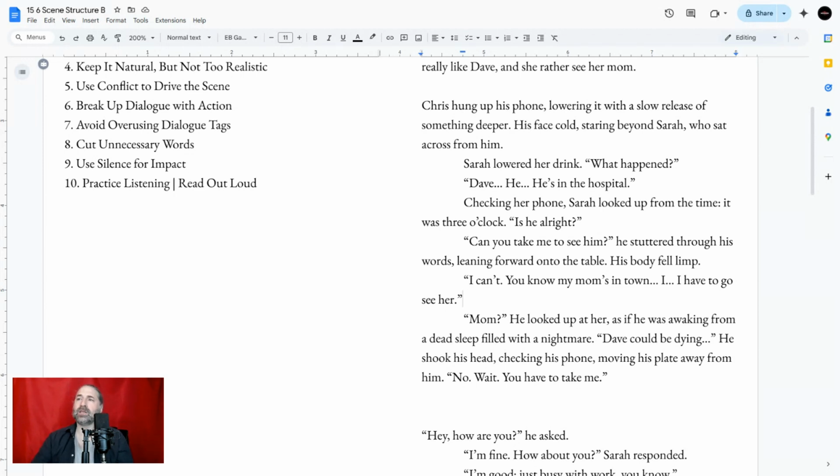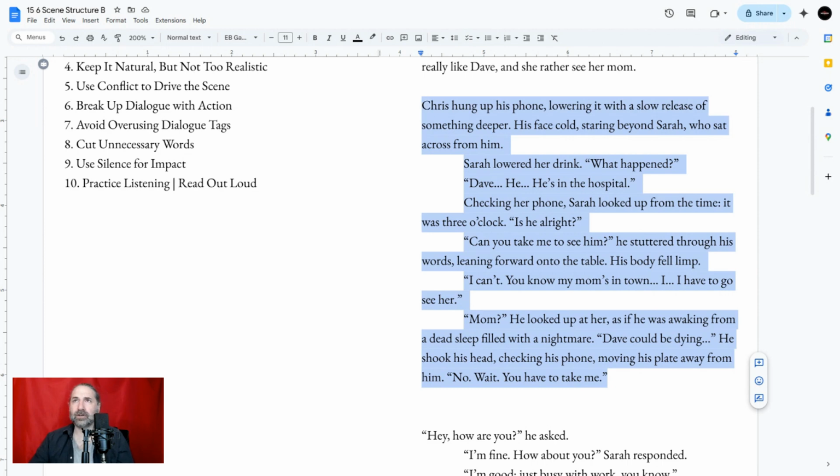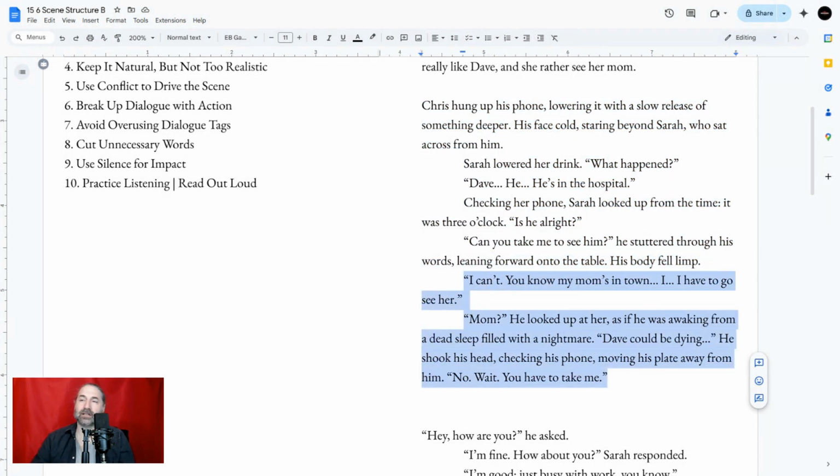Now, we also, in the first 132 words, we created the conflict. I can't. My mom's in town. I have to go to see her, right? Mom, he looked at her as if he was awakening from a dead sleep filled with a nightmare. Okay, Dave could be dying. He shook his head, checking his phone, moving his plate away from him. No, wait, you have to take me. So now we already have the conflict. We have their motivations. We have the setup in the series.